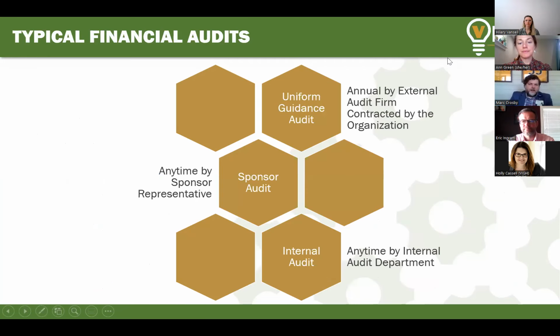There are a couple of types of audits. Uniform guidance audit is an annual audit that's conducted externally, by an external firm, for organizations that receive, Eric, is above $750,000. Is that the correct amount? That's right. The current threshold is $750,000 of expenses from U.S. federal funds. So it's based on your expenses for the fiscal year.